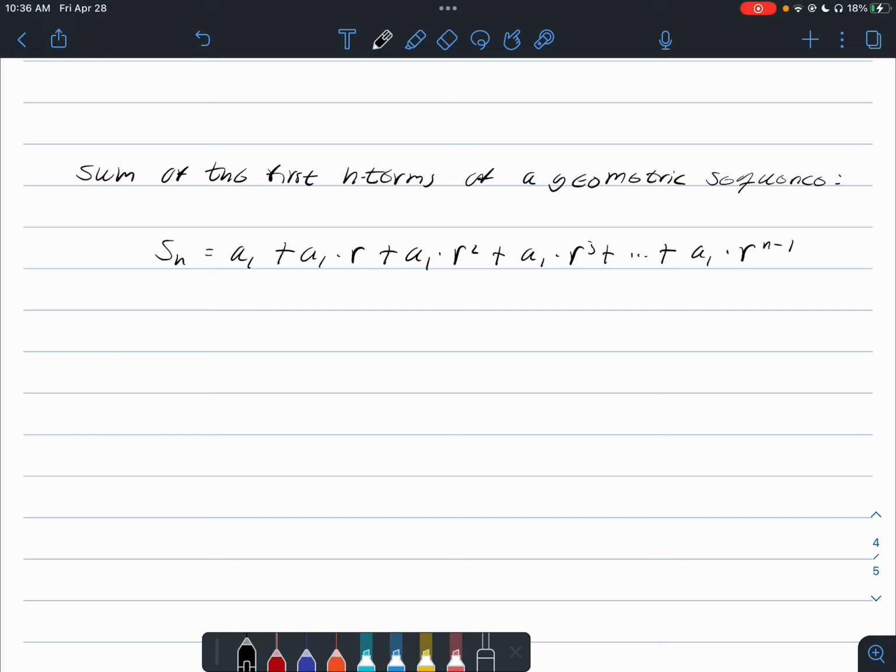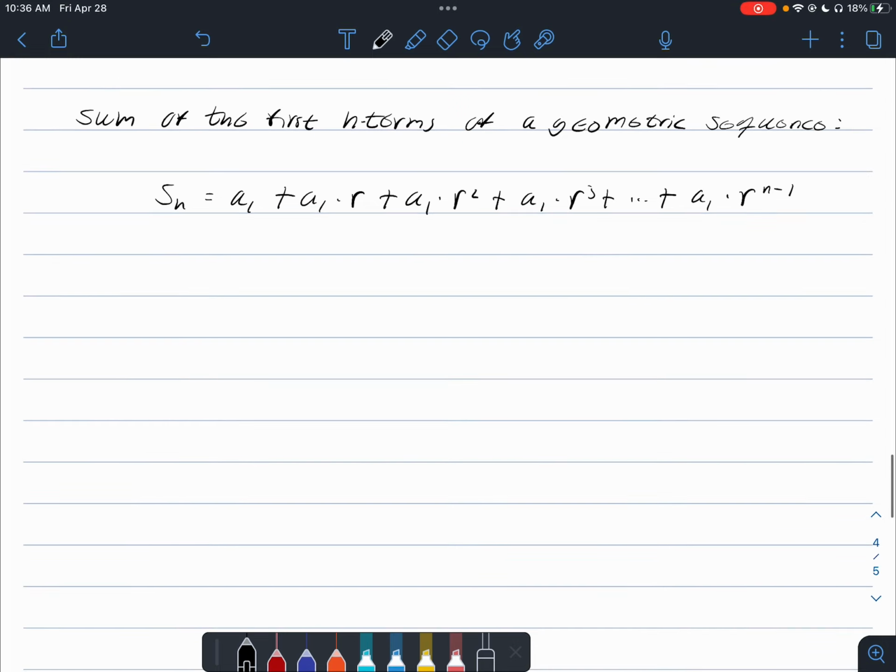Okay, so you should confirm that this is true by our previous examples if you want to go back and double check that. Okay, so now let's multiply both sides of this equation by r. So we'll have r times S sub n is equal to, we'll go ahead and distribute this r, A1 times r plus A1 times r squared plus A1 times r to the third plus dot, dot, dot, plus A1 times r to the n.